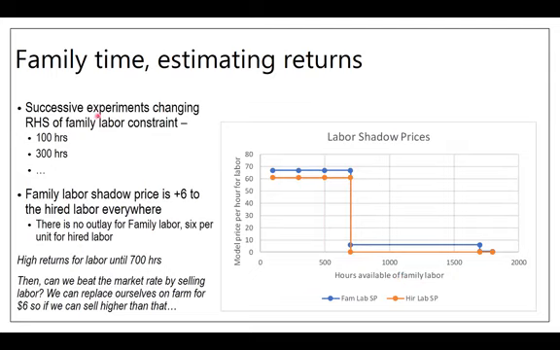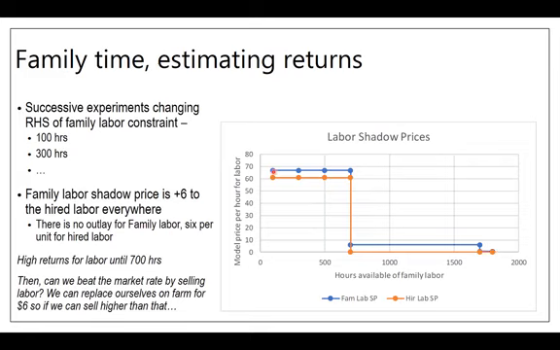So I ran a set of successive experiments changing the right-hand side of the family labor constraint from 100 hours to 300 hours, on and on, all the way up till it looks like I got to 1,700 hours, and then I tried one more at 1,800 when I got a switch. And you'll see this is what we're getting paid.